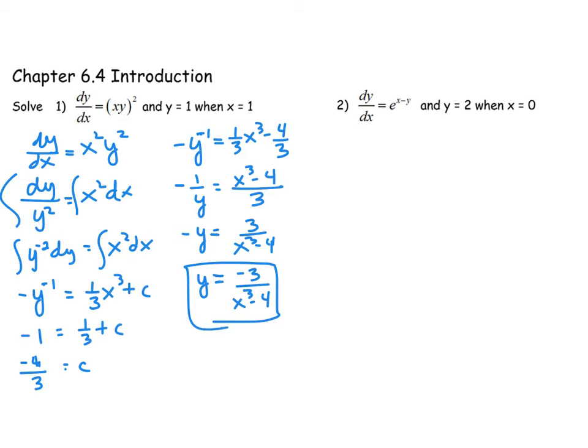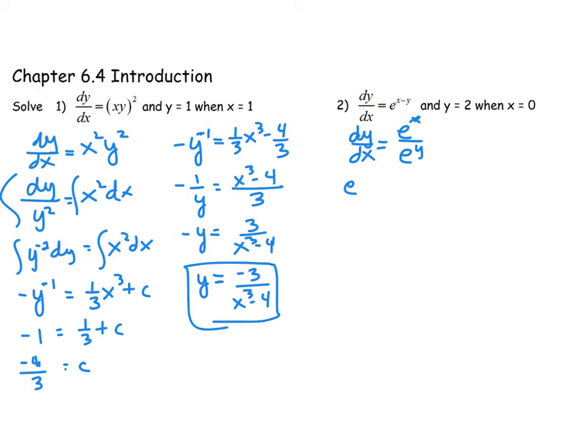In our second example, we're going to rewrite dy/dx as e to the x over e to the y, which will allow me now to separate the variables. I couldn't do it the way it was originally written, but we know that e to the x over e to the y is e to the x minus y, so we just kind of went backwards there.